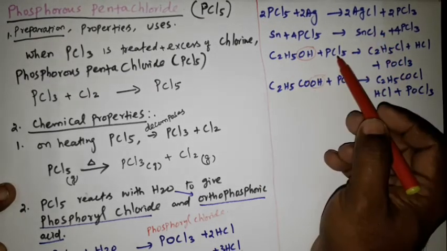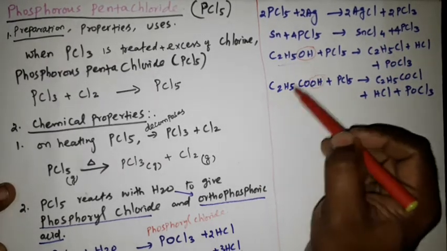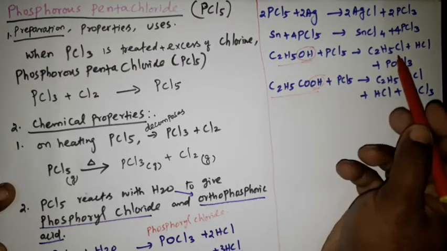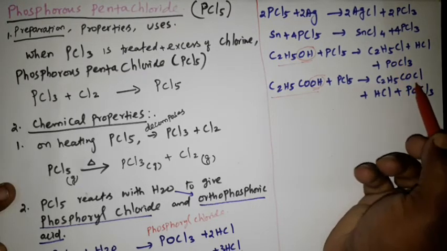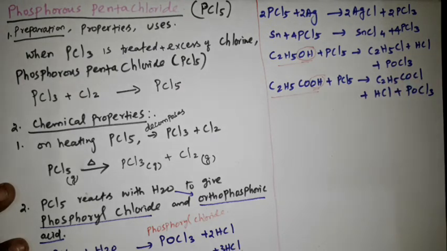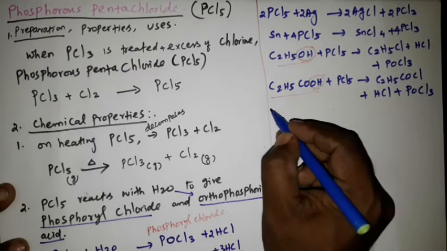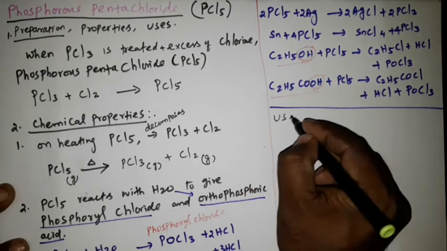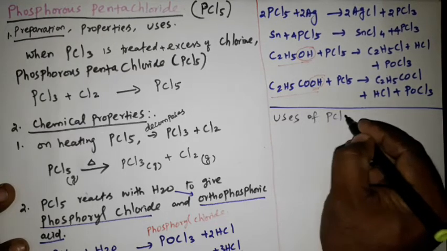Also PCl5 chlorinates organic compounds. The OH group will be removed and replaced by chlorine, so we get chlorinated organic compounds. Okay, so that's all about the chemical properties of phosphorus pentachloride. Next one, uses of phosphorus pentachloride. Uses of PCl5.